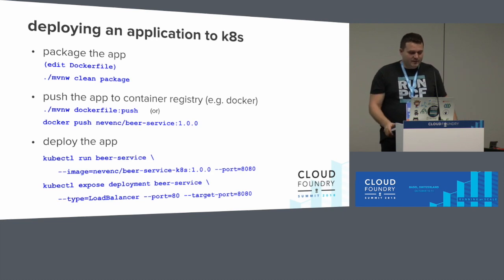Great, so now we have the image in the registry and we are ready to deploy this app. I can run a command from the command line, I can run the image, and I specify my image with a specific tag, I run it on port 8080, but we are not there yet. I have a deployment on Kubernetes, but I need to expose my application as a service. In this specific example, I'm using a load balancer. So I expose my deployment called beer service, and I'm going to serve it on port 80.